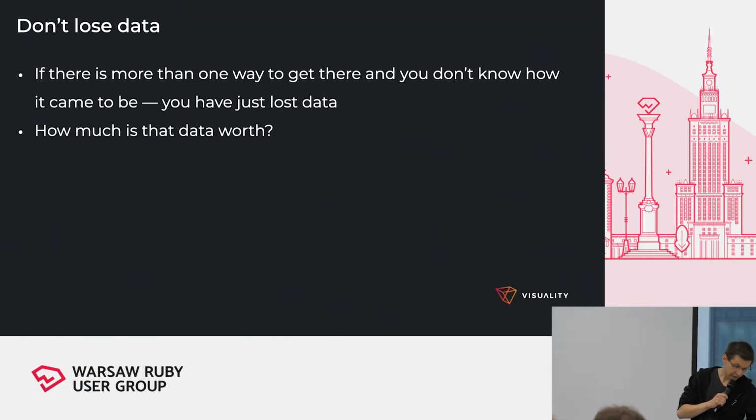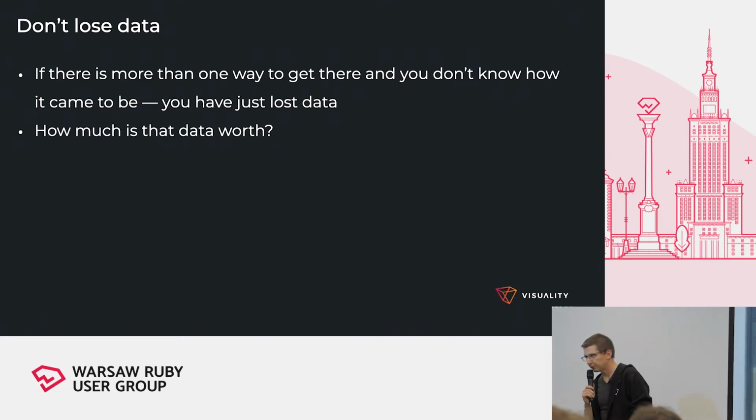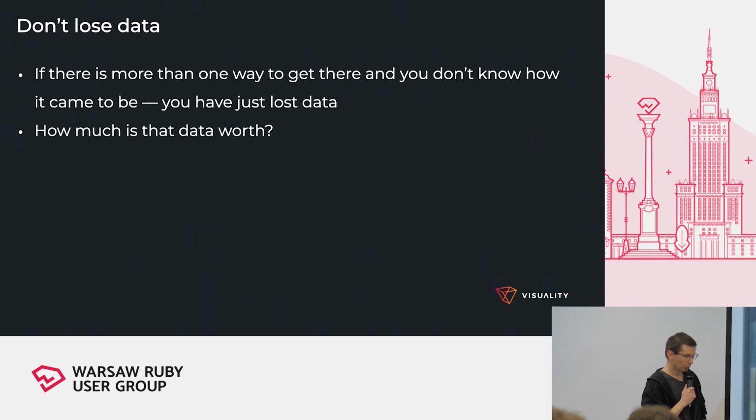So the gist of it is don't lose data. If your application has a point which can be reached in 2 different ways, and you don't know what was the path the user took, you've just lost data. Is it worth something? Nobody knows. But it might be. In a year or 2 or 5, it might be worth something, and you cannot even estimate how much. Events allow you to stop losing data.